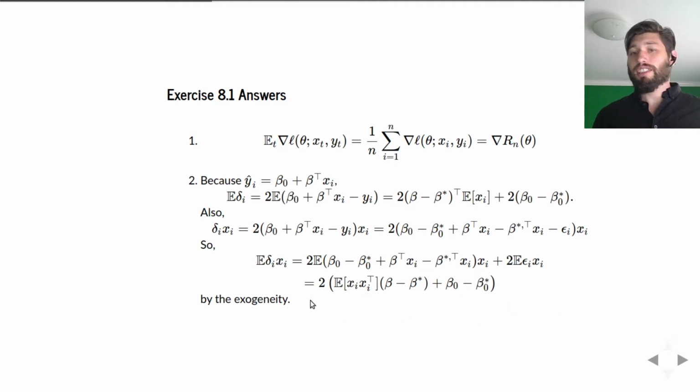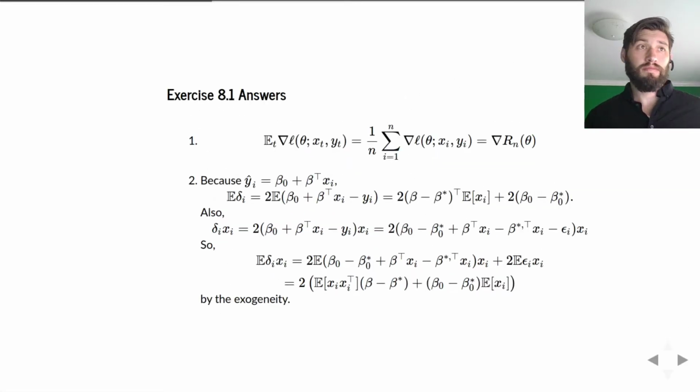Okay, so what does this tell us? How can we interpret this? Well, let's suppose that our intercept term is, this intercept term should be multiplied by the expectation of xi. So I'll correct that right away as well. Okay, corrected that. So you have this beta minus beta star times this expectation of xi transpose. You have this beta naught minus beta naught star, so this is just based on the intercept terms times expectation of xi.